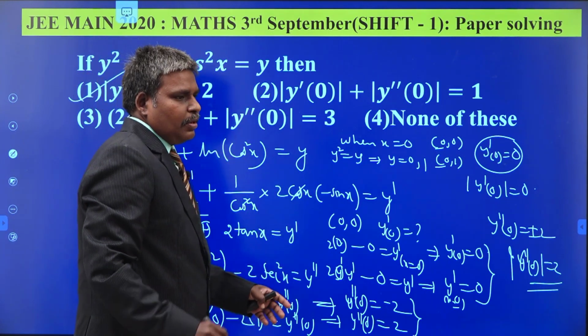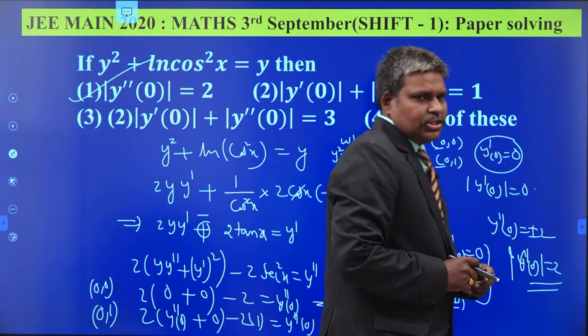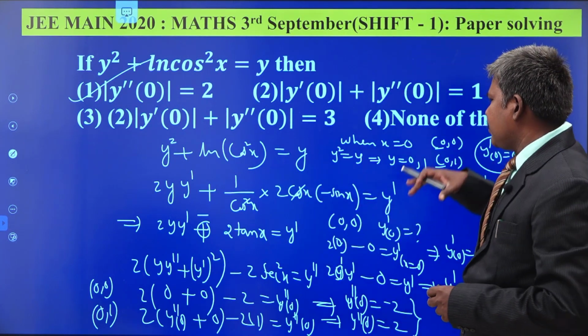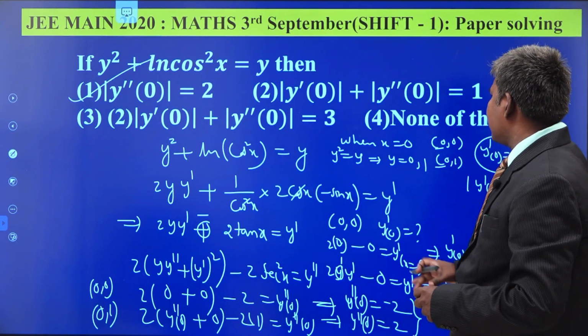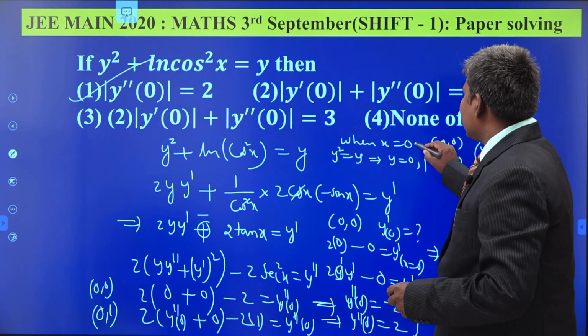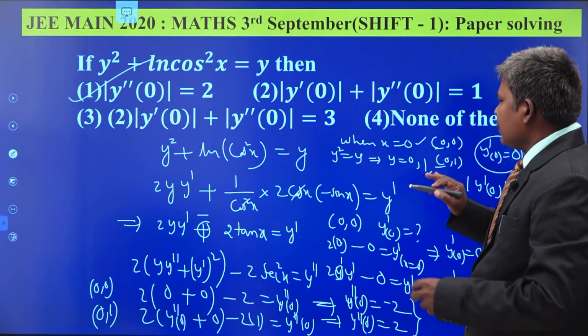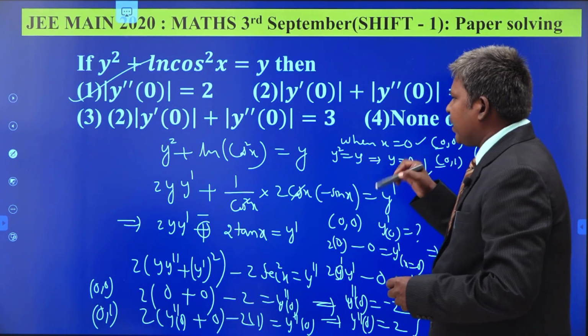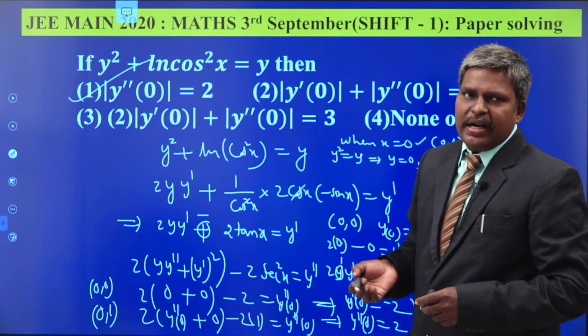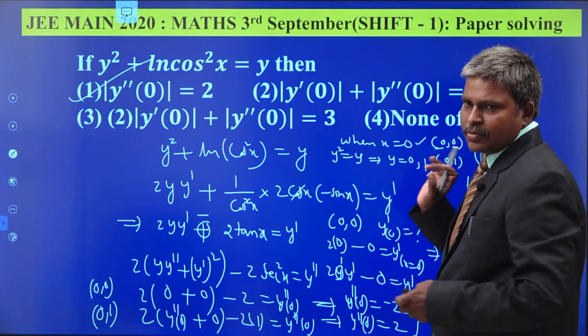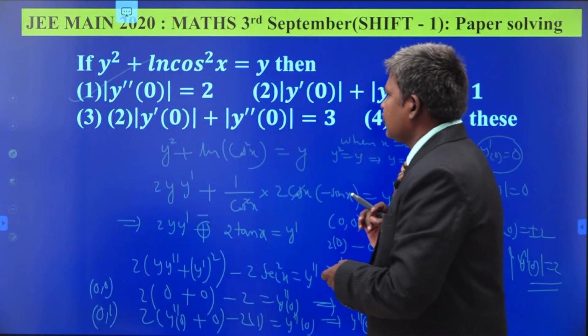So this is the problem which is based on calculation also. We have to differentiate the first time and again you have to differentiate. At the same time, find the possible values of x and y. At those values you have to find out y dash 0 as well as y double dash 0. So in this manner you can crack this one.